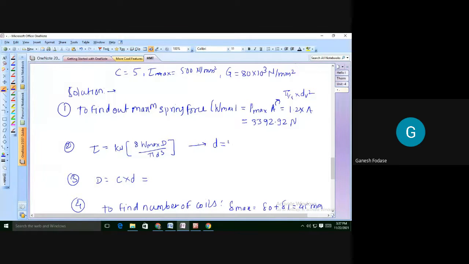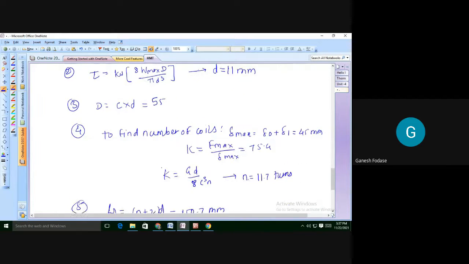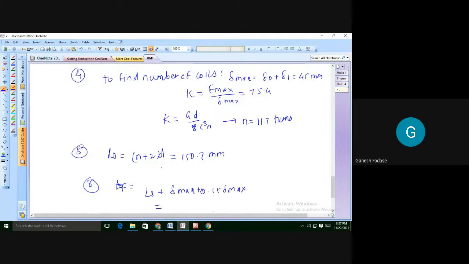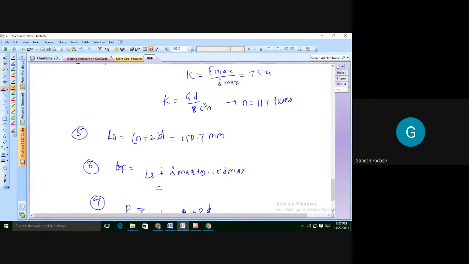It is 11 mm. Then get value of capital D. If d is 11 and capital D is 55, of course in mm. Then from this terms I already told you, solid length 150.7 and free length is, anyone at least tell me free length and last answer.